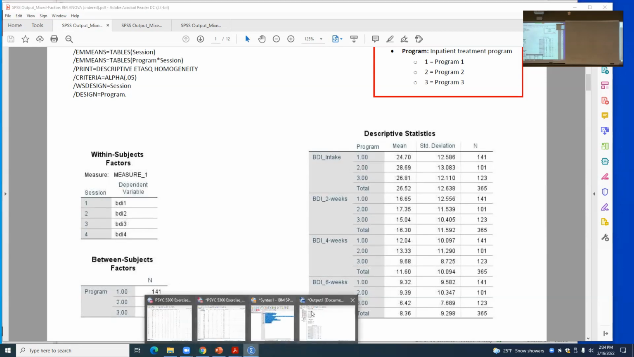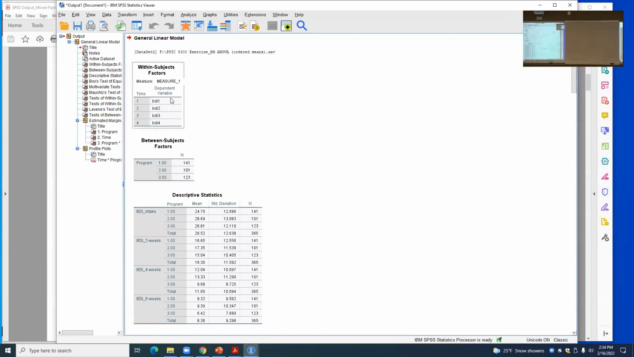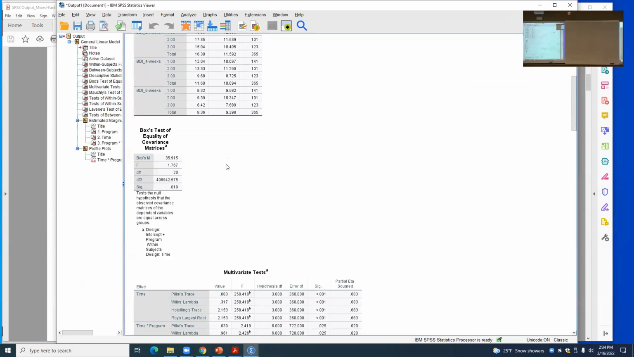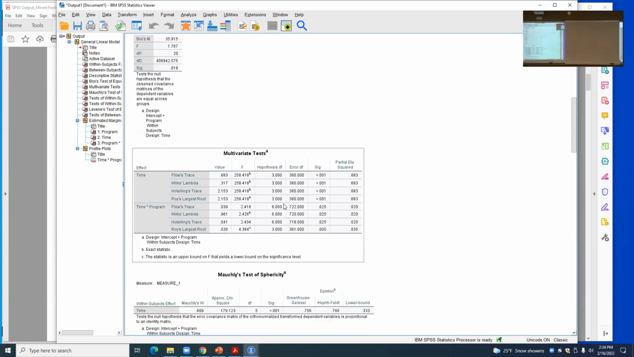Actually, I'm going to switch back over here to our output. So we've got this, and this is our Box's test of equality of covariance matrices. I think I ignored that in the output. This is just looking at some of that sphericity stuff. Ignore this. You don't need to worry about it. It's not a great test, so we'll just ignore that.